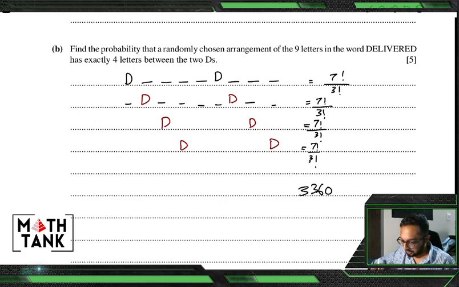Okay. So probability is therefore unrestricted arrangements at the bottom. So 9 factorial over 2 factorial into 3 factorial. So that gives me 3360 over 30240. So 3360 divided by that answer, and I get 1 over 9. That's my final answer.